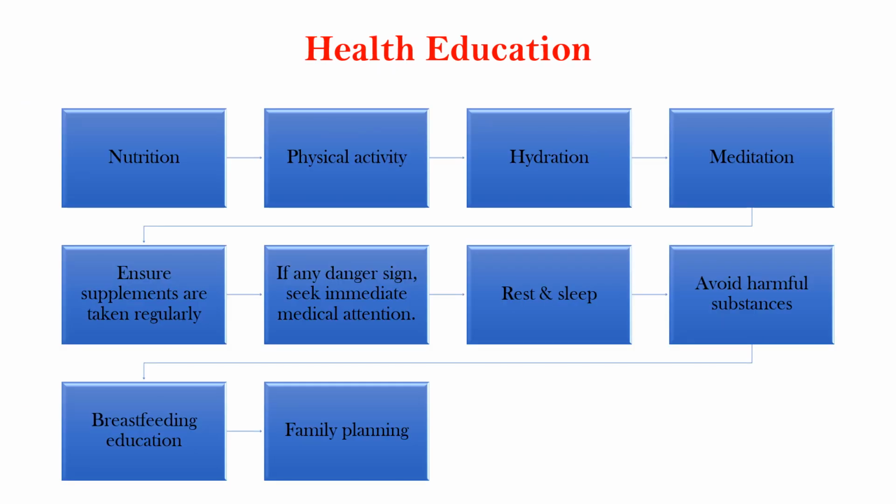Okay, so now let's learn about health education. First, nutrition. A pregnant mother's plate should contain all the nutrients, which is carbohydrate, fats, protein, minerals, because we expect the mother to increase her weight by 1 kg every month, and during her pregnancy, by the time she is ready to deliver, she should put on at least 9 to 11 kg of her weight.